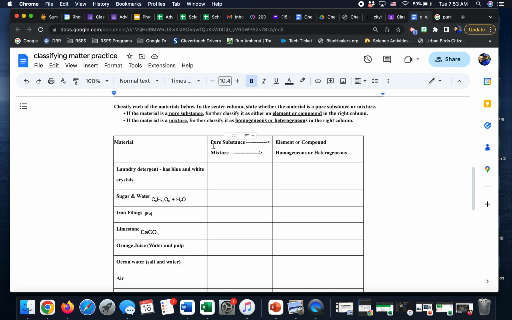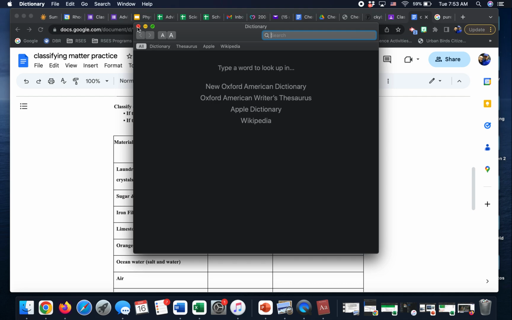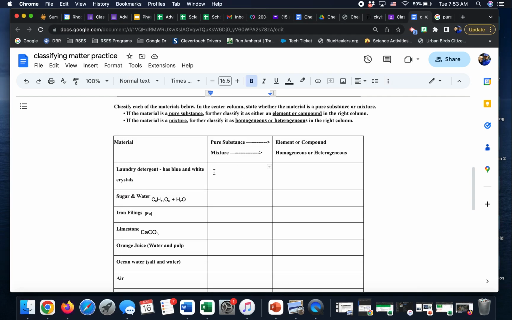In this chart, in this column here, and I think I'll have it colored, you're going to tell me pure substance or, oops, sorry about that, mixture. So again, we just talked about mixtures. They are different things stuck together, different substances. A pure substance is just one type of substance. So it can be an element or a bunch of atoms of the same element, or it can be compounds or molecules. So like H2O, water.